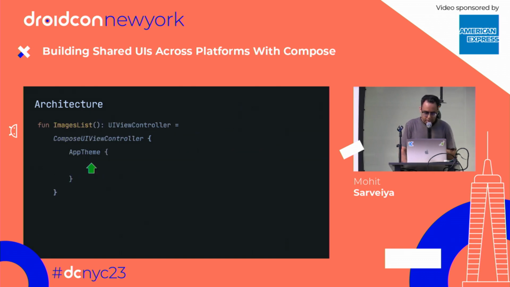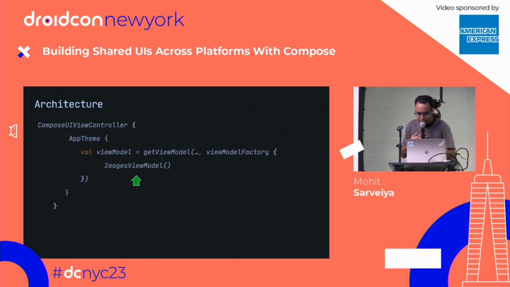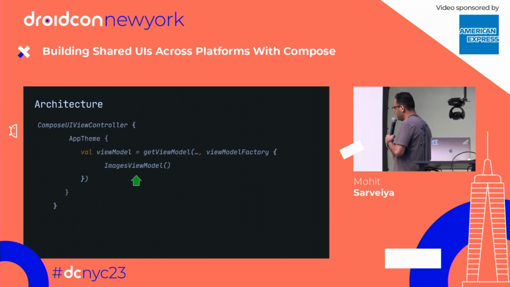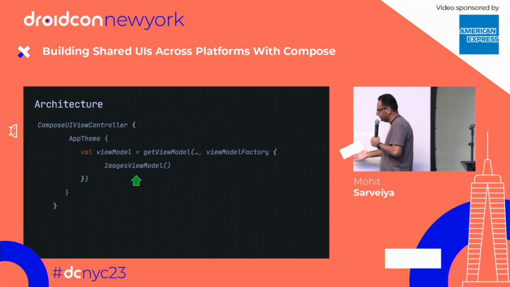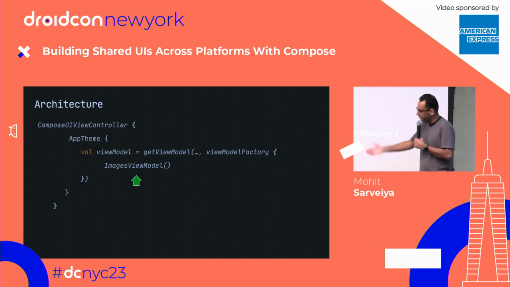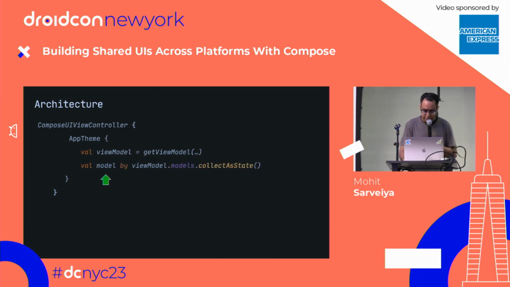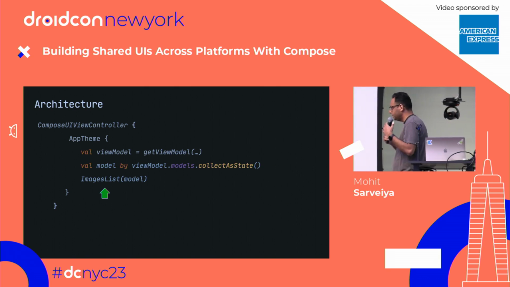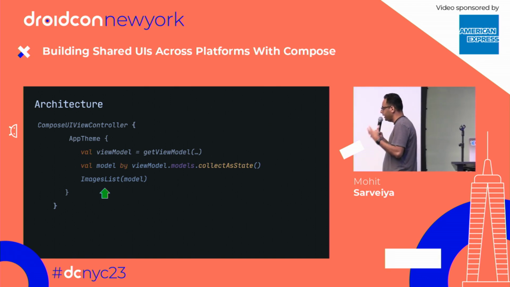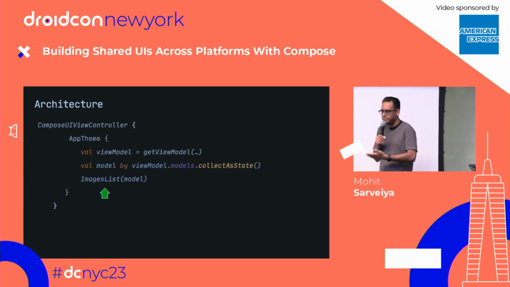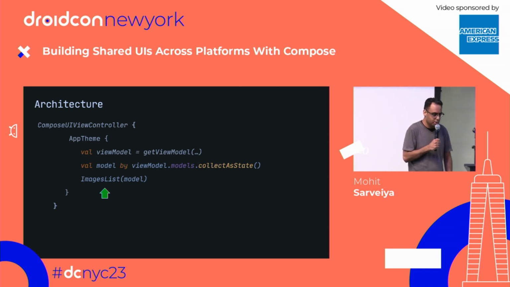So what I'm going to do here is get an instance of my view model, and Moko provides a view model factory that allows me to do that. And so I have an instance of my view model, and then I'm going to get a UI state in there, and I'm going to provide it to my images list. And this is all in my composable function, which is shared between iOS and Android, right?